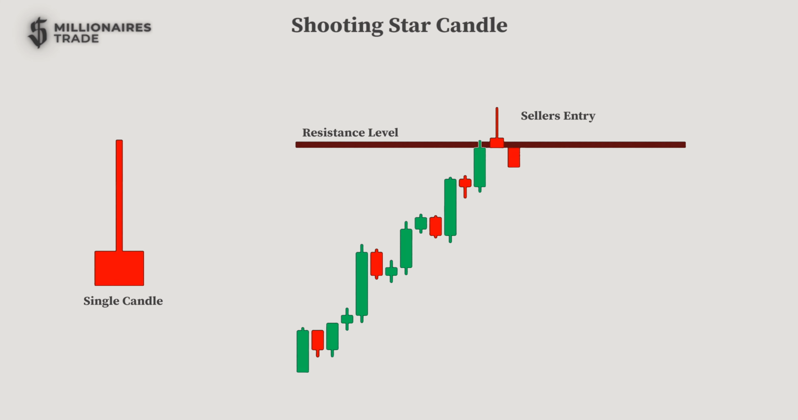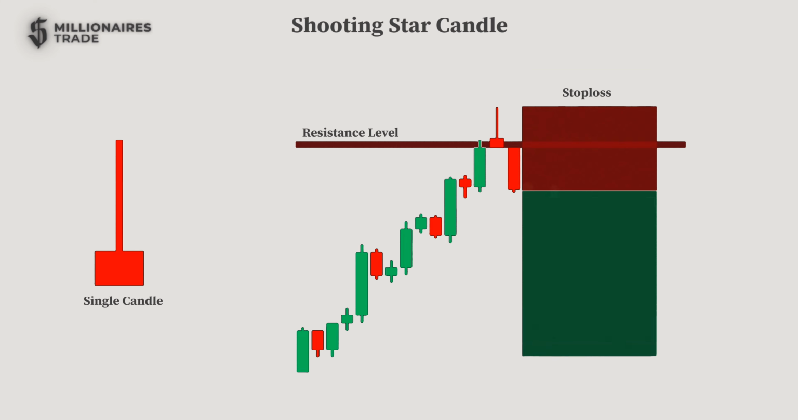If a bearish candle forms after the shooting star candle, and its closing is around or below the 50% area of the previous green candle, you can enter a short trade by placing your stop loss above the wick high of the shooting star candle. Now let's understand the psychology of buyers and sellers behind this.